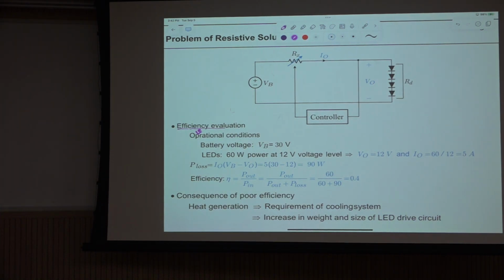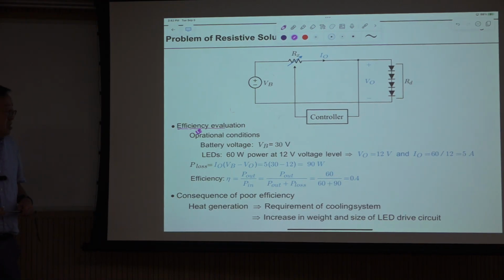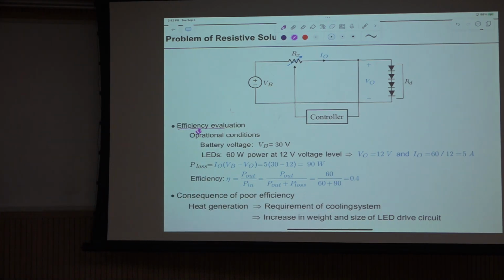So this causes huge problems for some applications. Right? Every power loss transforms to heat. Right? And heat should be properly removed. Otherwise, heat will continue to increase until it destroys the semiconductor devices. So a cooling system is required, but the cooling system usually consists of some fans and a heat sink, which increase the weight and the size of the LED drive circuit.